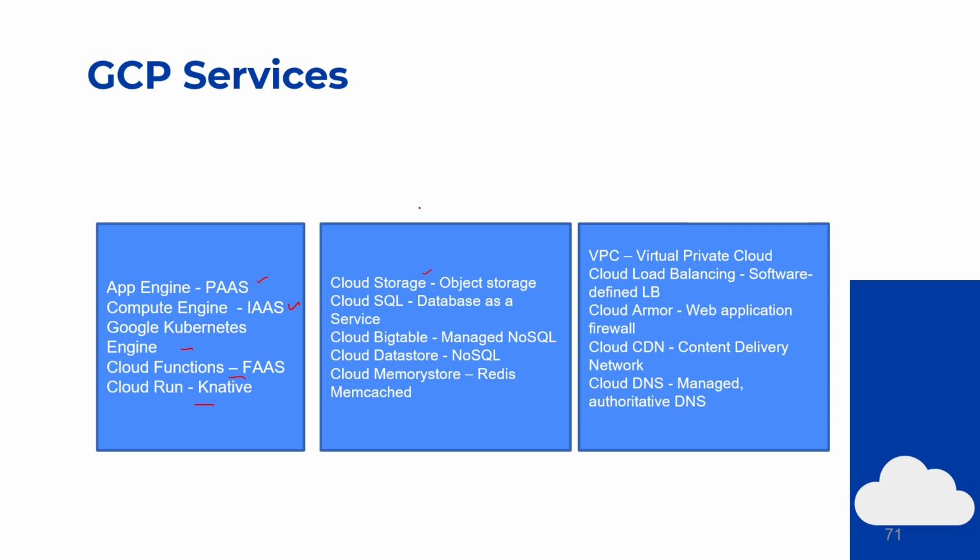Now this is on the database side and storage side. You have Cloud Storage for Object, Cloud SQL for database as a service, Bigtable for managed NoSQL, Datastore for NoSQL, and Memorystore for Redis and Memcache. And on the network side, you have VPC similar to what AWS VPC has, and Cloud Load Balancing, Cloud Armor, which is a web application firewall, and Cloud CDN, which is a content delivery network, and Cloud DNS, which is the managed authoritative DNS. So let's see Google Cloud Services in detail.